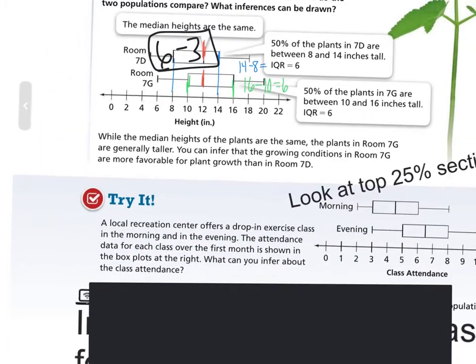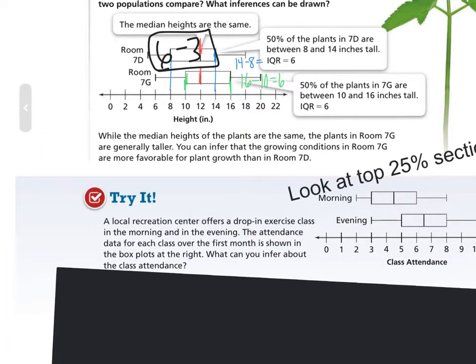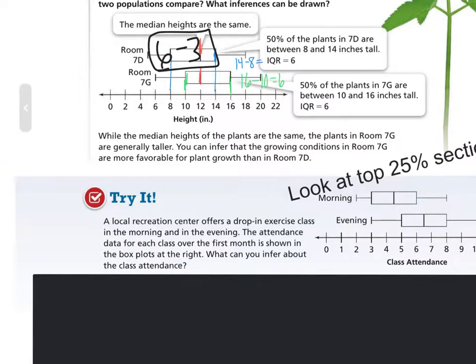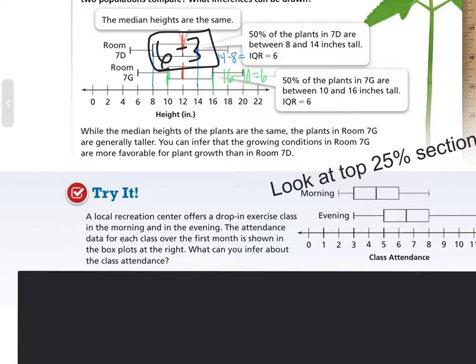So we look at the try it. A local recreation center offers a drop-in exercise class in the morning and the evening. Attendance data for each class over the first month is shown in the box plots at the right. What can you infer about the class attendance? So we look at the class attendance here.